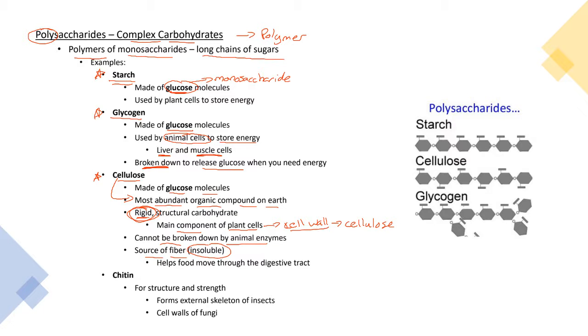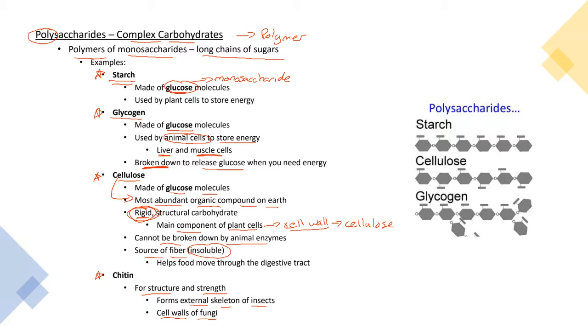Another polysaccharide is chitin. Chitin is also going to be very rigid, also for structure, also for strength. Most of the time, it's used to make the cell walls of fungi, and also to make the external skeletons of insects. So if you ever try to smash an insect, you see kind of cracks, right? It's because it's very, very strong and it's made of chitin.